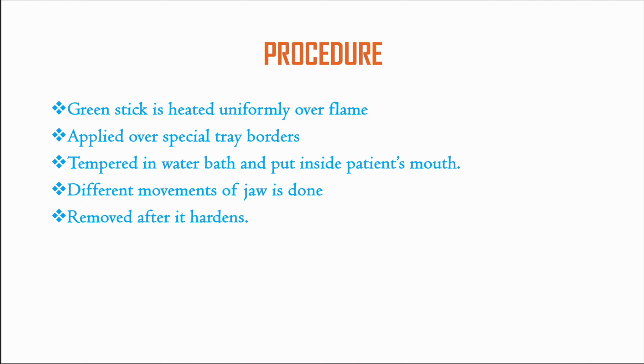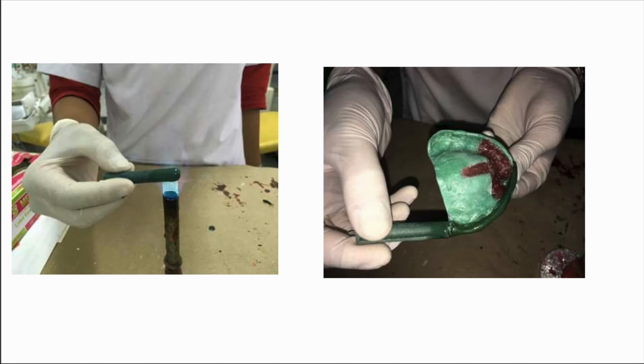Coming to the procedure, green stick is heated uniformly over the flame, that is a dry kneading technique. It is applied over the borders of the special tray. Adapt it well to the borders. Temper it first in hot water and then cold water, and then put it inside the patient's mouth. Different movements of the jaws are done and it is removed after it hardens completely. This is how it is done.